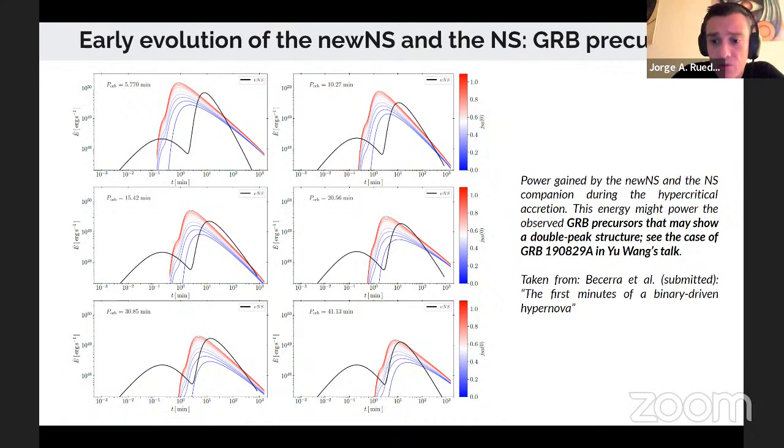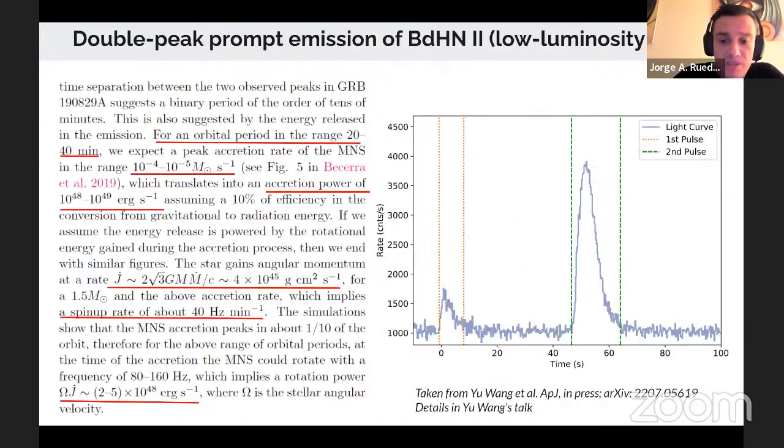This was shown in our recent analysis of GRB 190829A, and I suppose the next speaker will speak about that in a moment. So I don't want to spoil it more, but you have this double-peak structure in the prompt emission of GRB 190829A, for which we make an interpretation based on those two peaks that I showed you before, infer the accretion rate, infer the gain of angular momentum, and show how much energy can be released, and that matches what is observed.